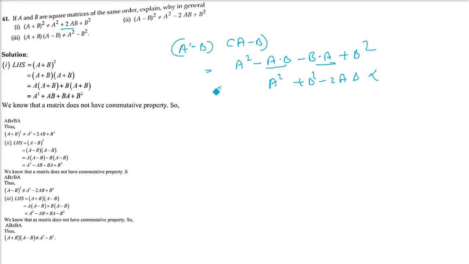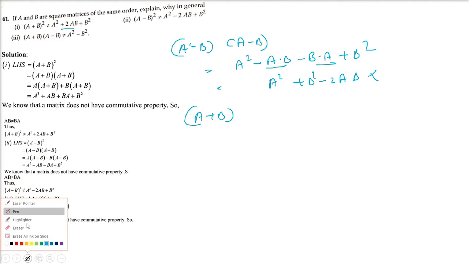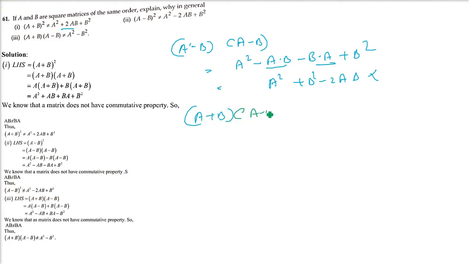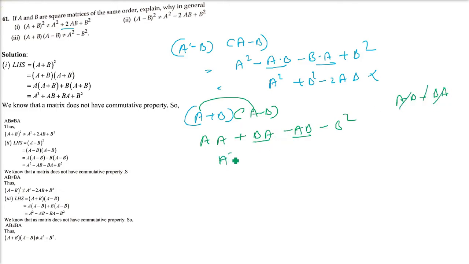Coming to the third one. Third one is (A plus B) into (A minus B). Just multiply it. This is also not equal, because again the commutative property doesn't hold. Now, A plus B into A minus B we are doing. A into A, then A into minus B is minus AB, and B into A is plus BA. Then you have B into B is minus B square. Now essentially you want to cancel these two, but you won't be able to do it because AB and BA are not equal. So you just have to write (A plus B) into (A minus B) is nothing but A square minus AB plus BA minus B square. That is the final answer.